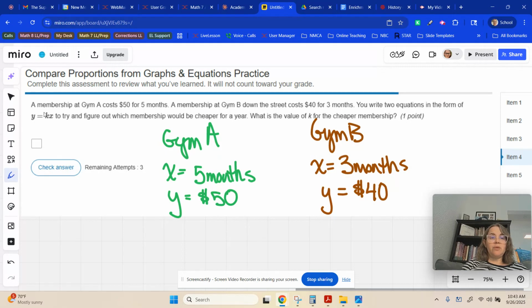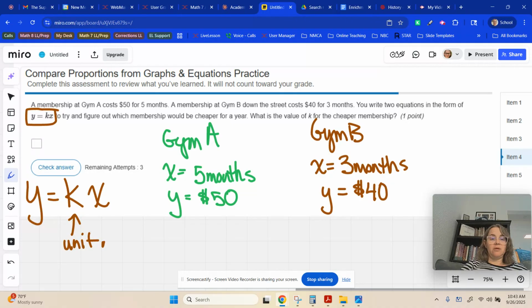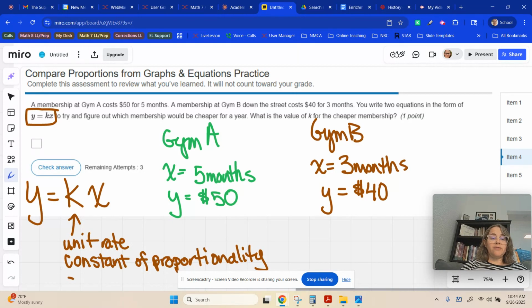All right. So here's the general form of the equation. Y equals kx. And then just try to remember the k. This is our thing that we have a million names for. This is our unit rate, aka constant of proportionality. Also called our slope.